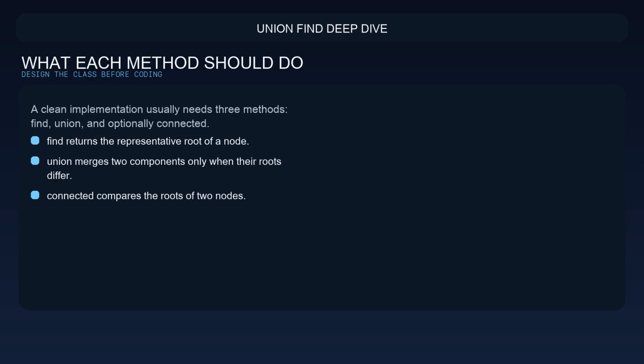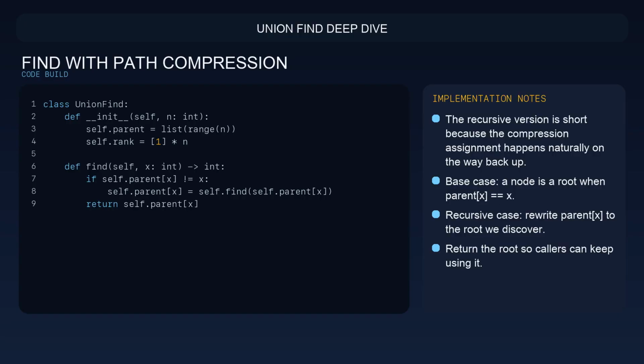Writing code, it helps to say the contract out loud. Find returns the representative root. Union merges by root and returns whether a merge actually happened. Connected is just a convenience wrapper that checks whether 2 finds end at the same root. Here is the find method. If X is not its own parent, we recursively ask for the root of its parent, then overwrite parent X with that root. That one assignment is the entire path compression idea.